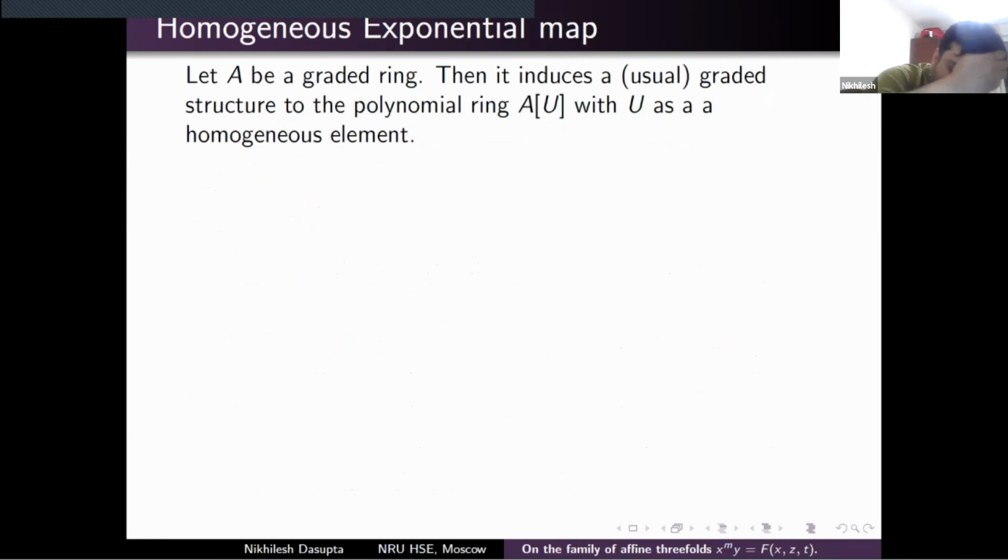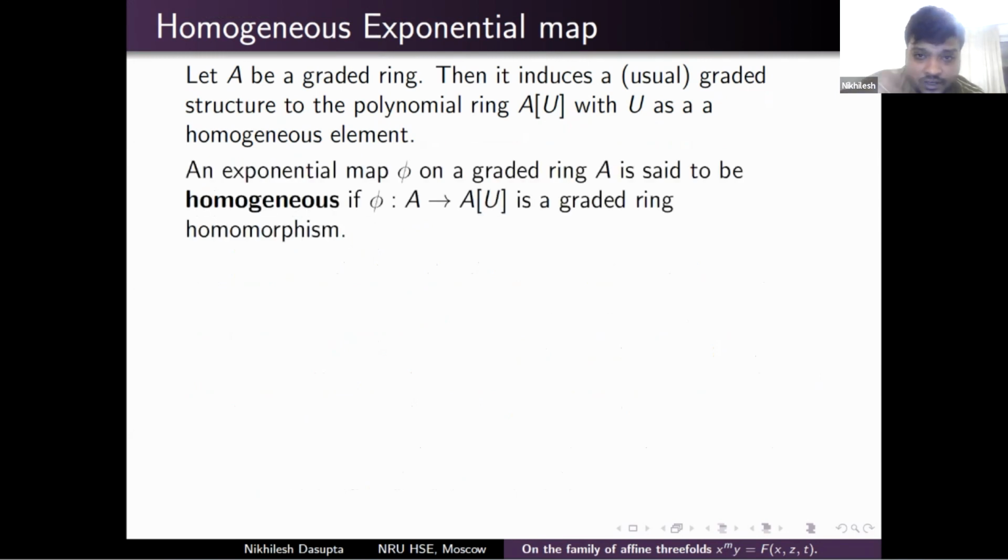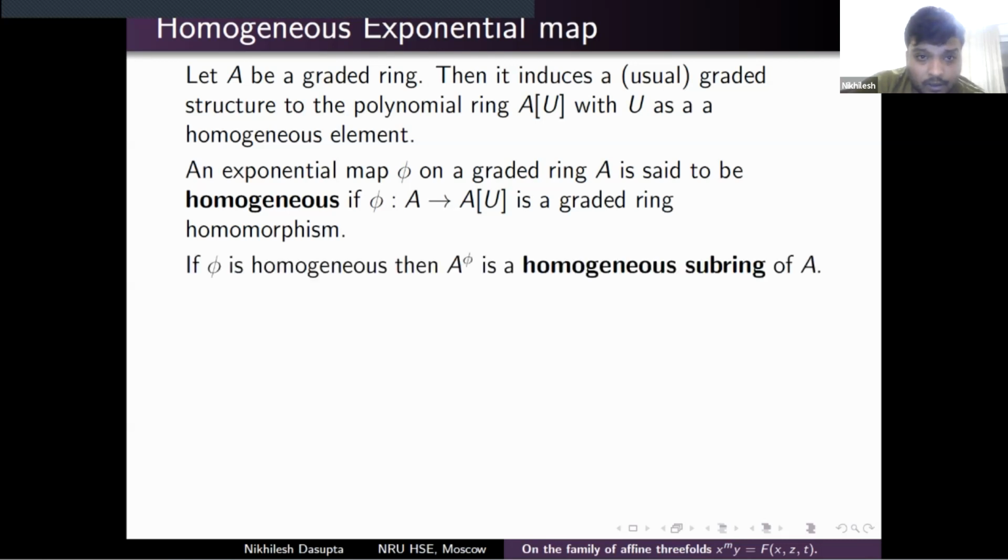Now, like homogeneous local nilpotent derivations, you have something called a homogeneous exponential. Now, let A be a graded ring. Then we give the usual graded structure to the polynomial ring A[U] with U a homogeneous element. We have an exponential map phi from A to A[U]. Now A is graded. If I want my exponential map to be called homogeneous, what do I need extra? That this ring homomorphism is a graded ring homomorphism. And immediately you will see that if phi is homogeneous, then the ring A^phi will be a homogeneous subring of A.